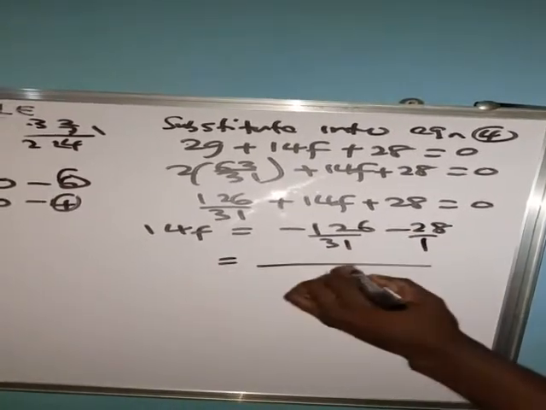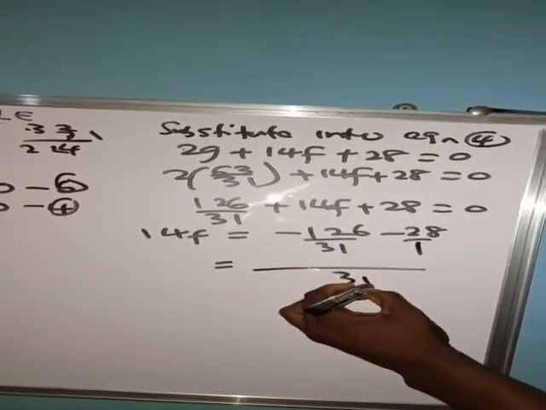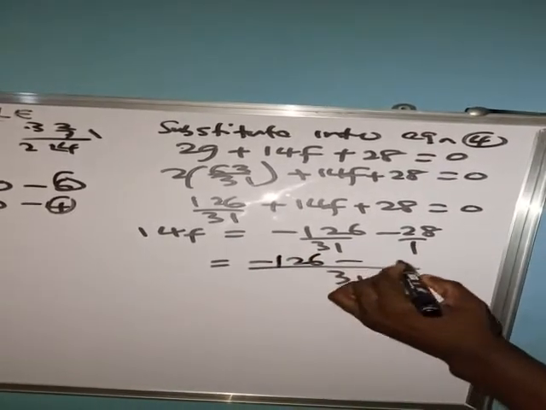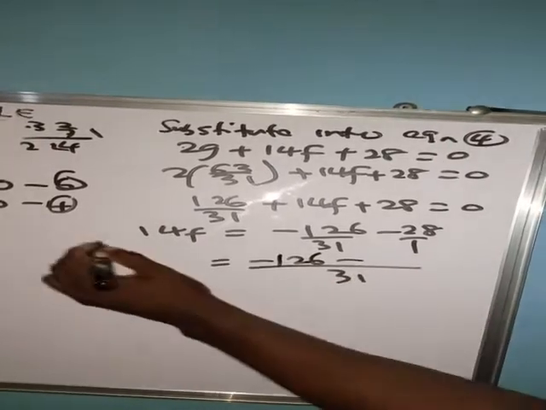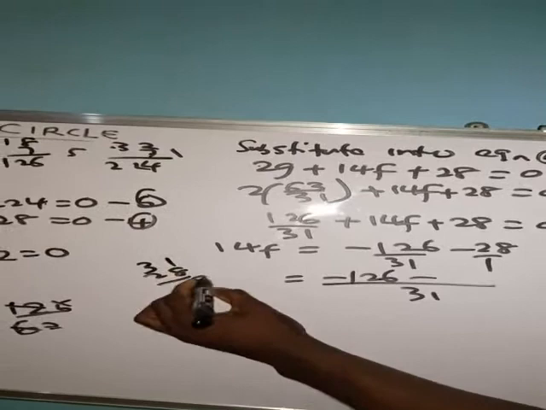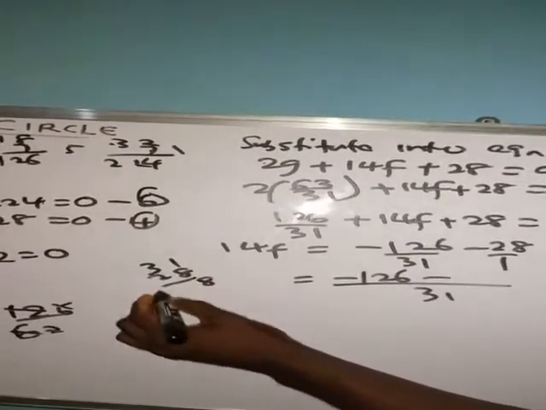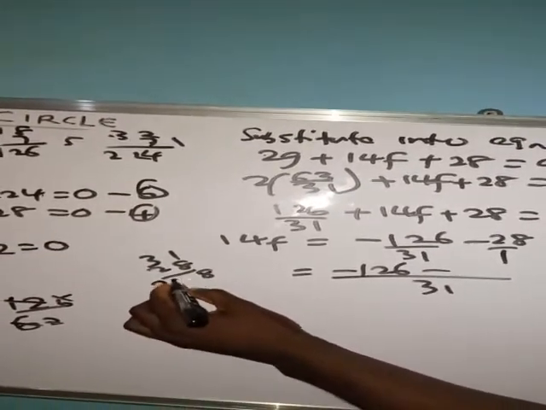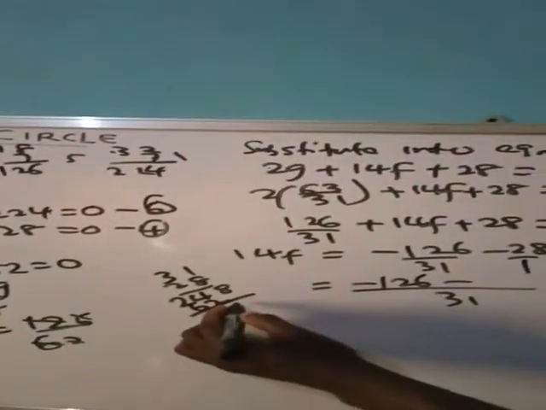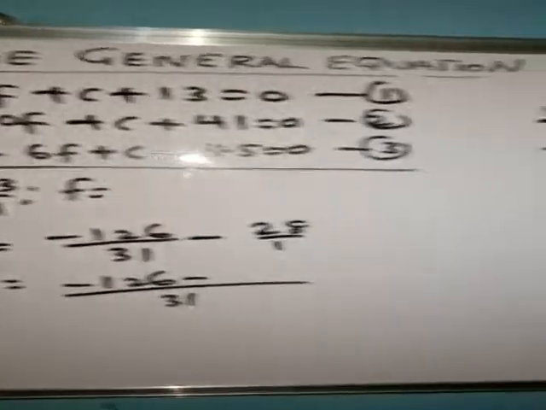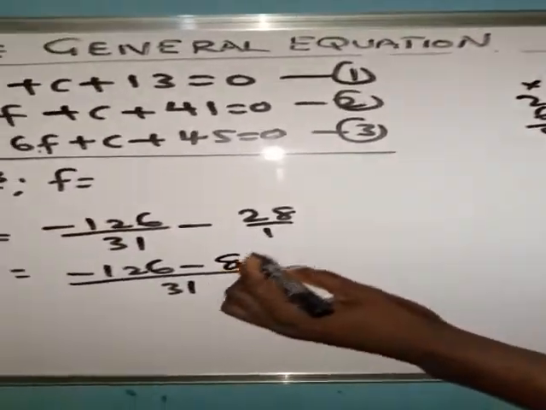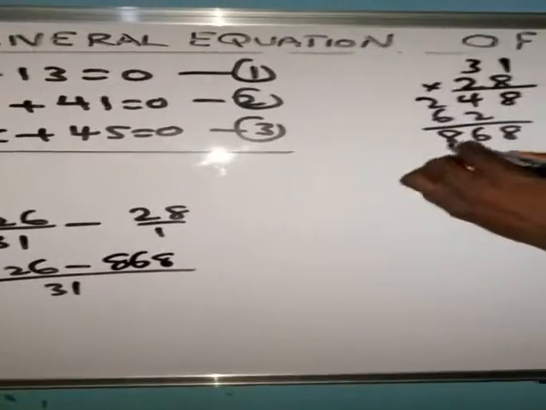Now the LCM here is 31. 31 over 1, 1 times this minus 126, and 31 times 28. So we have 31 times 28. 8 times 1 is 8, 8 times 2, 24, 2 times 1 is 2, 2 times 3 is 6. So 31 times 28, we got 868. So that's minus 868, and 868 plus 126.